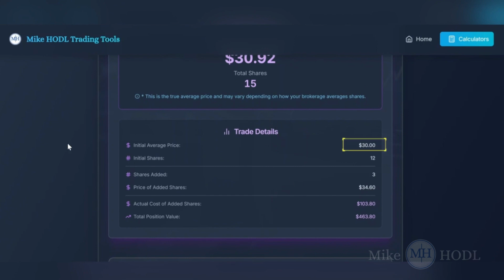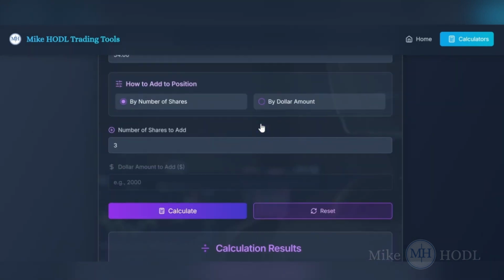And here are the details from the trade. Initial trade price was $30. Initial shares were 12 shares. Shares added were 3. Price of added shares was $34.60 for this example. The actual cost of the added shares was $103.80, is what we would have spent. So now the total position value is worth $463.80 at the current share price.